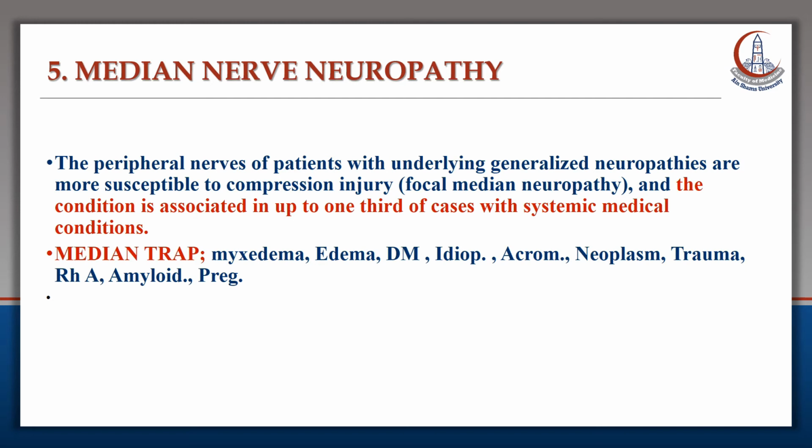To remember causes of carpal tunnel syndrome or focal median neuropathy at rest, there is an easy mnemonic. That's median trap. M for myxedema, E for edema, D for diabetes, I for idiopathic, A for acromegaly, N for neoplasm, T for trauma, R for rheumatoid arthritis, A for amyloidosis, and P for pregnancy.